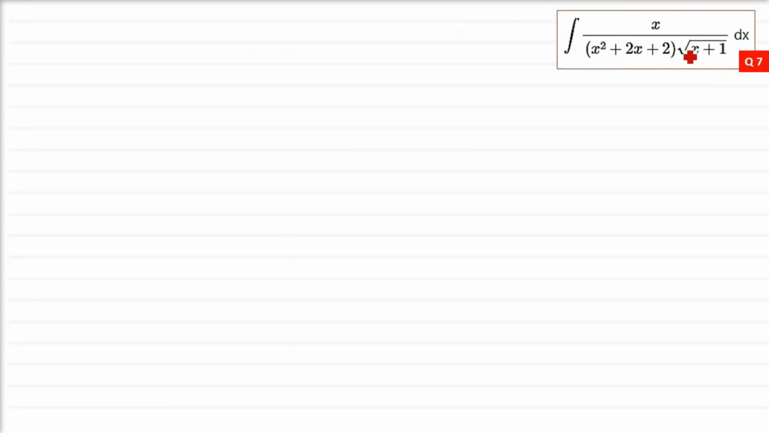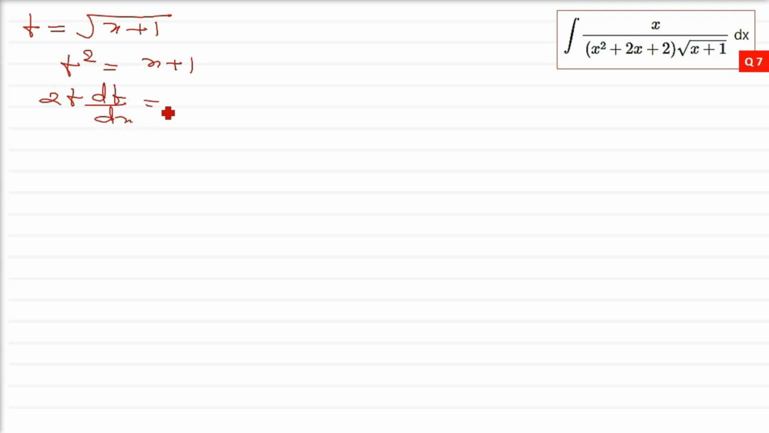Alright, now next question, nothing new here. First thing is to get rid of this under root x plus 1, so we'll replace it. Root x plus 1 can be taken as t. So this will give you t square equals x plus 1. When you differentiate it, it will be 2t dt by dx, and on the right it will be 1. So 2t dt will be equal to dx. The dx replacement is done, and under root x plus 1 as t replacement is done.